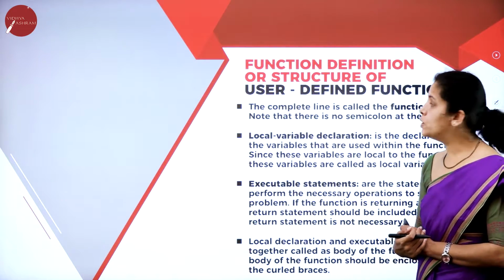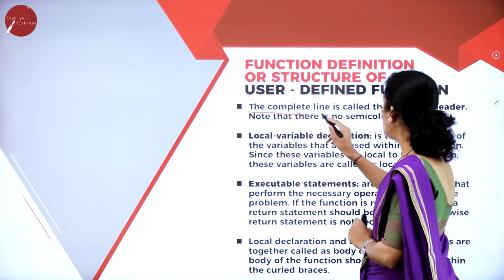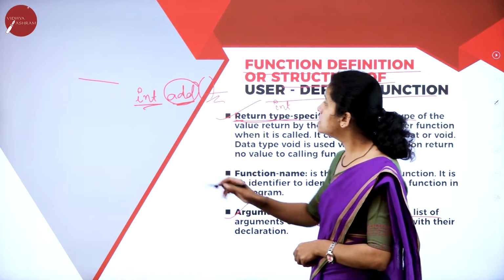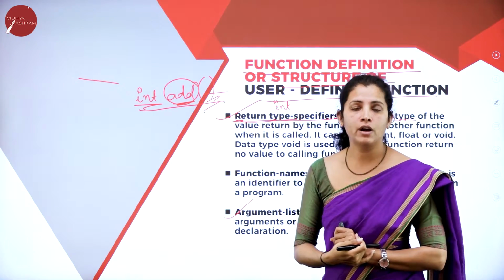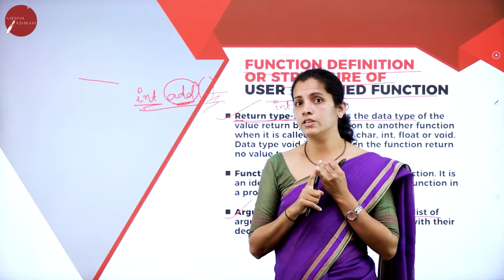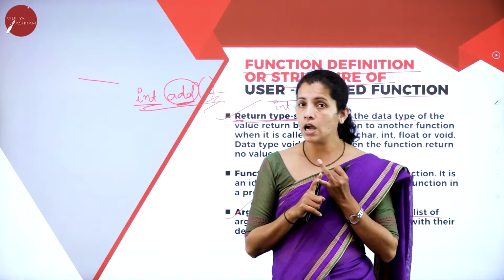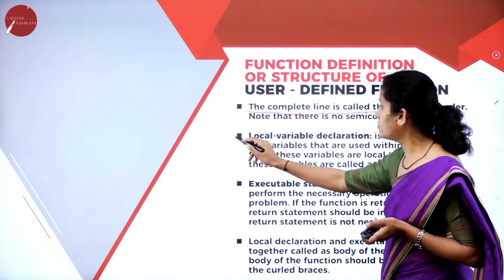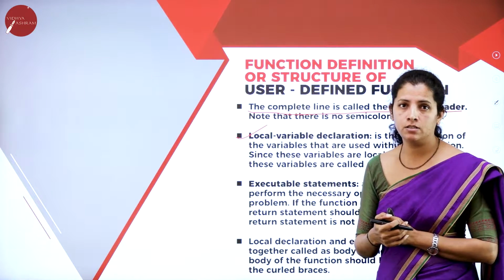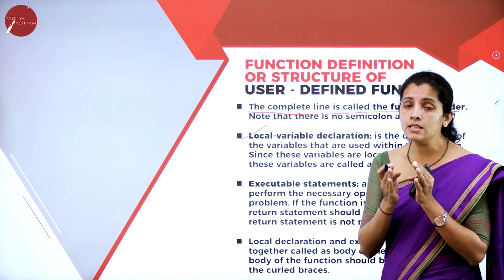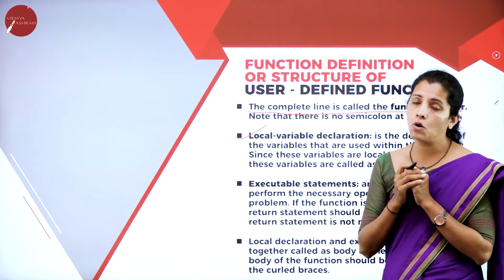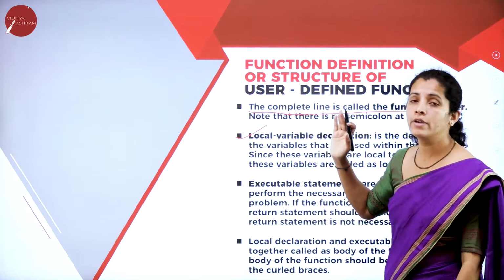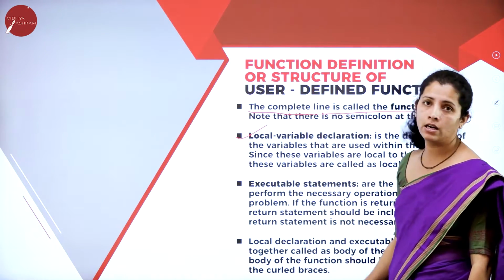Moving further, the complete line is called the function header. So this complete line is called function header. So what are the things? Function header is going to include return type, function name as well as argument list. Now local variable declaration. The variables which are declared within the functions are called local variable declaration, and the scope of the variables is within that function.